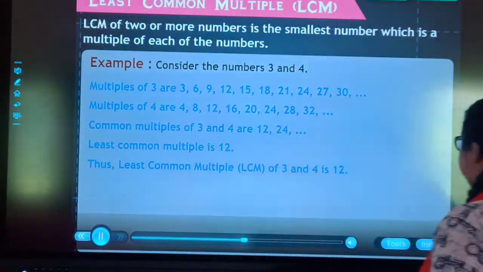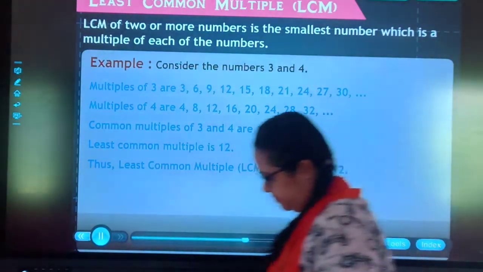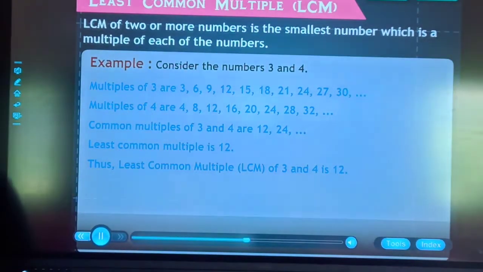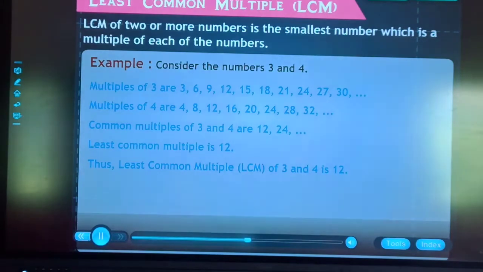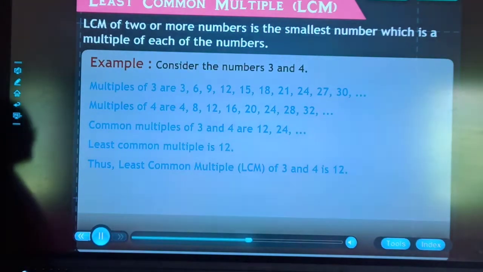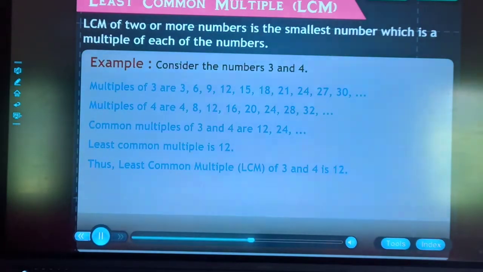In 21, 24, 27, 30. Multiples of 4 are 4, 8, 12, 16, 20, 24, 28, 32. Common multiples of 3 and 4 are 12, 24. Least common multiple is 12. Thus, least common multiple LCM of 3 and 4 is 12.